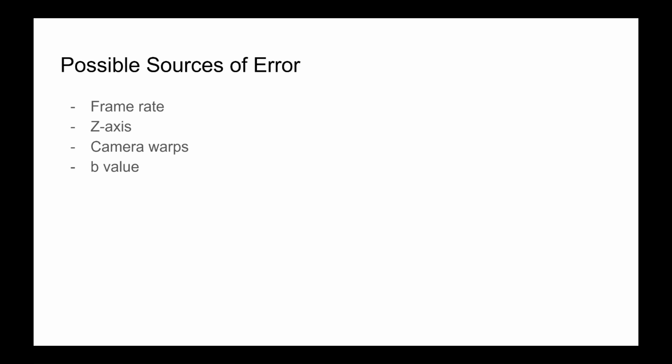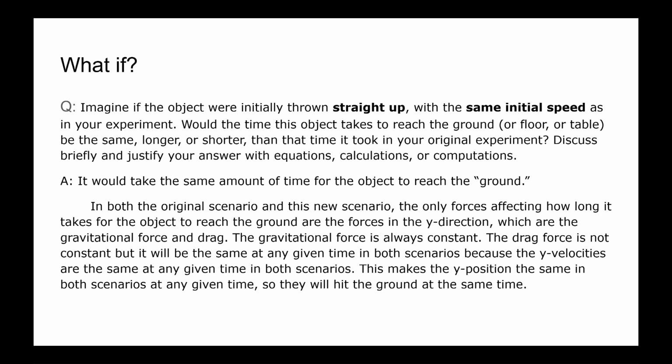So if the object was thrown straight up with the same initial speed, it would take the same amount of time for the object to reach the ground. In both the original scenario and this new scenario, the only forces affecting how long it takes for the object to reach the ground are the forces in the y direction, which are the gravitational force and drag. The gravitational force is always constant. The drag force is not constant, but it will be the same at any given time in both scenarios because the y velocities are the same at any given time in both scenarios. So this makes the y position the same in both scenarios at any given time, so they will hit the ground at the same time in both scenarios.